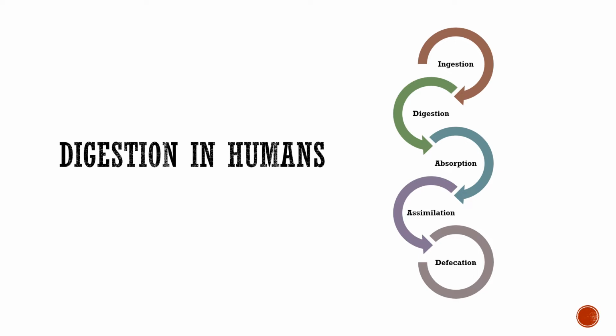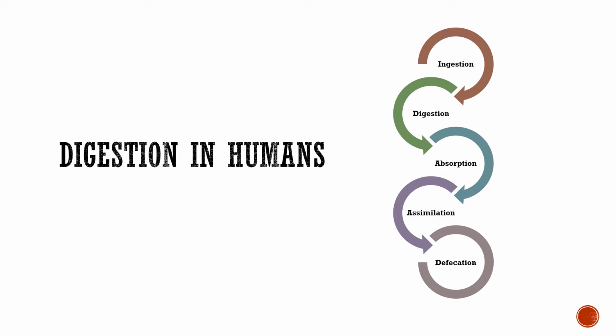So there is a need to convert such large and non-diffusible molecules into smaller and diffusible molecules. This is achieved through the process of digestion. So in simple words, nutrition in humans comprises the following 5 phases. The first one is ingestion, which is the process of taking in food.